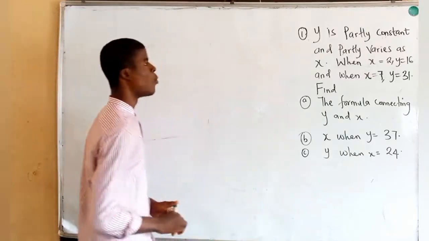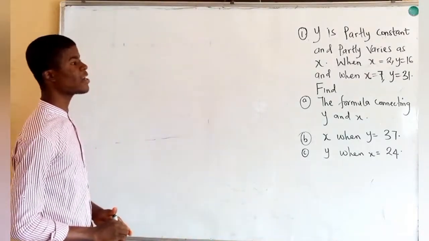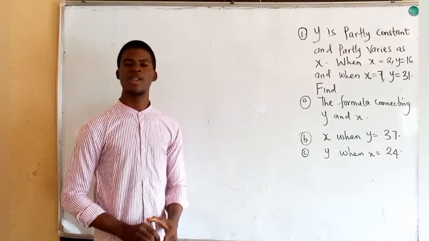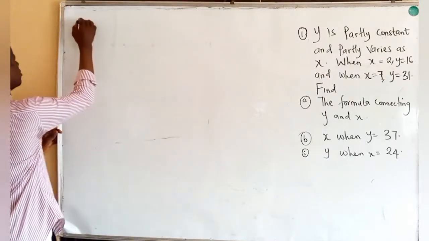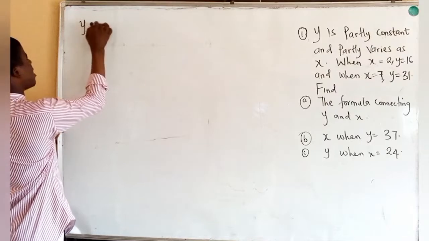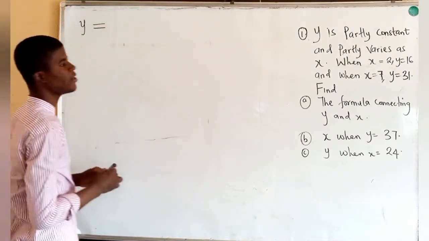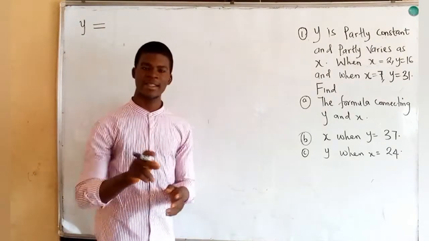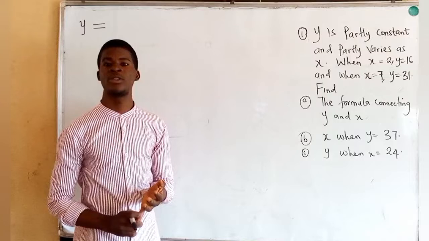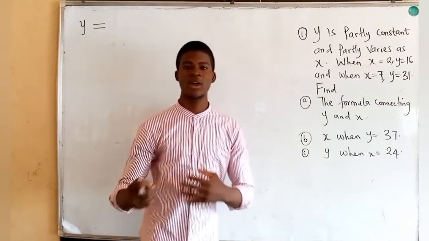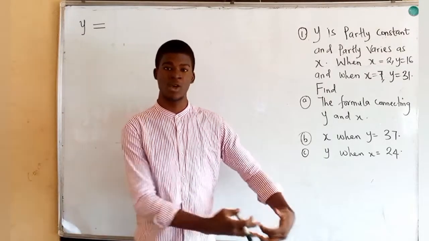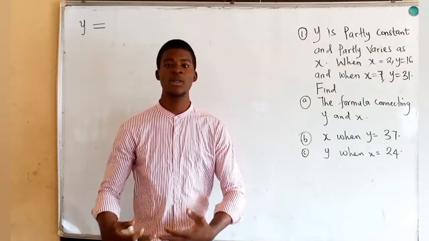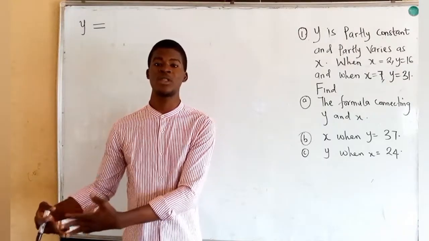Look at it. Y is partly constant and partly varies as x. Like I said just now on electricity consumption, the cost varies as two things: the service charge, which is a constant, and the units of electricity consumed.